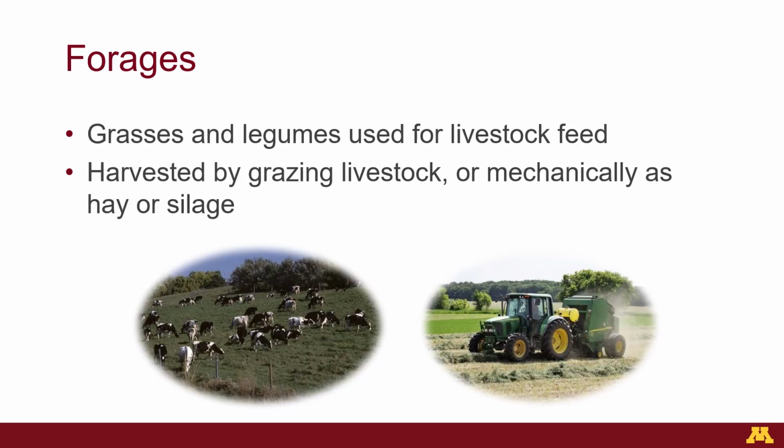Forages are grasses and legumes that are used for livestock feed. They are naturally suited for diets of ruminants like cattle and sheep that can digest the complex fiber in their stems and leaves. Forages are harvested by grazing livestock or mechanically harvested as hay or silage.